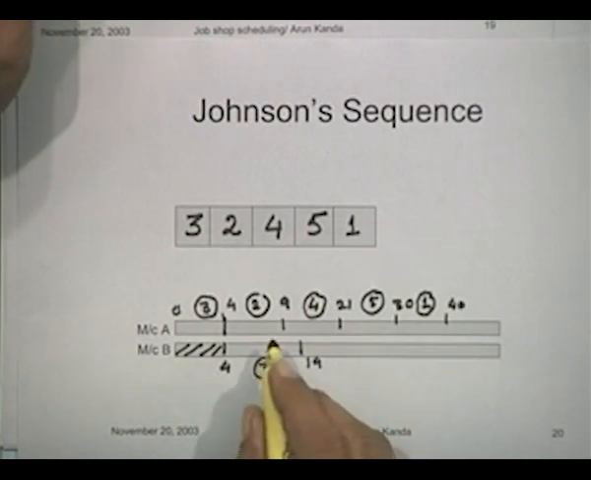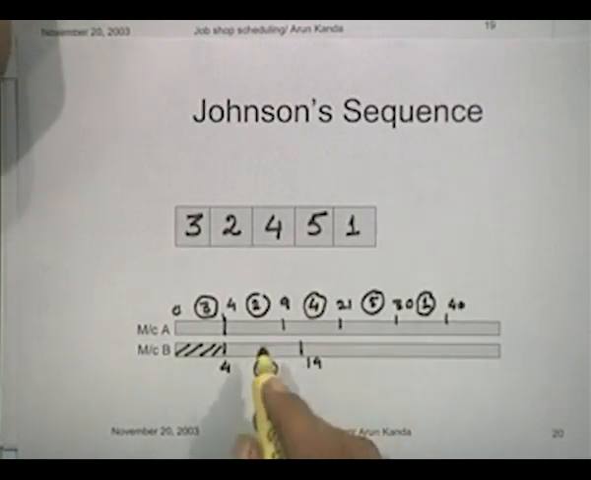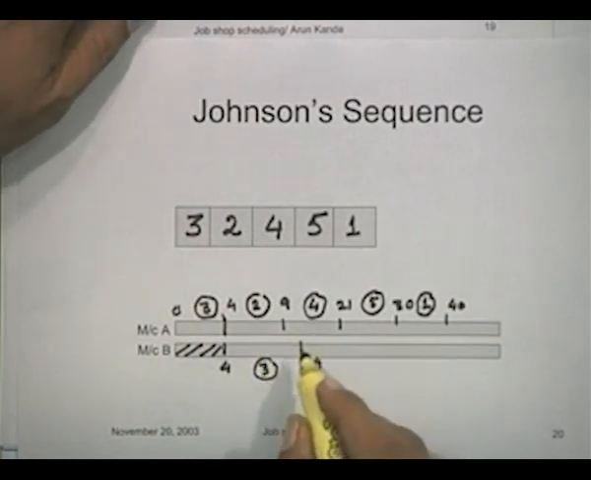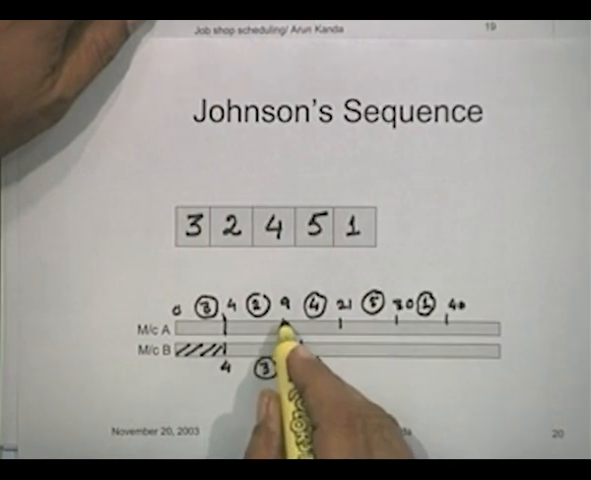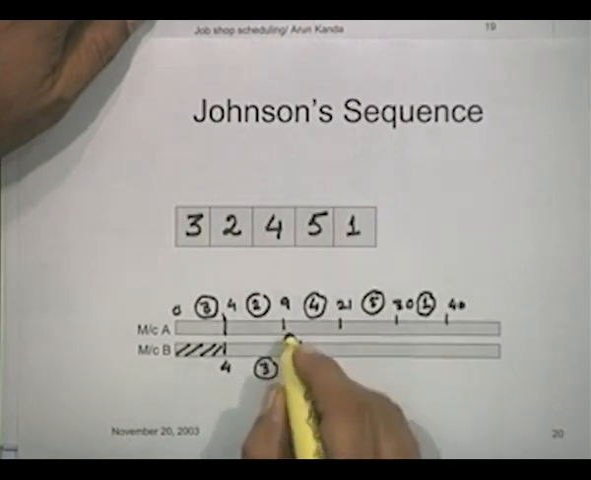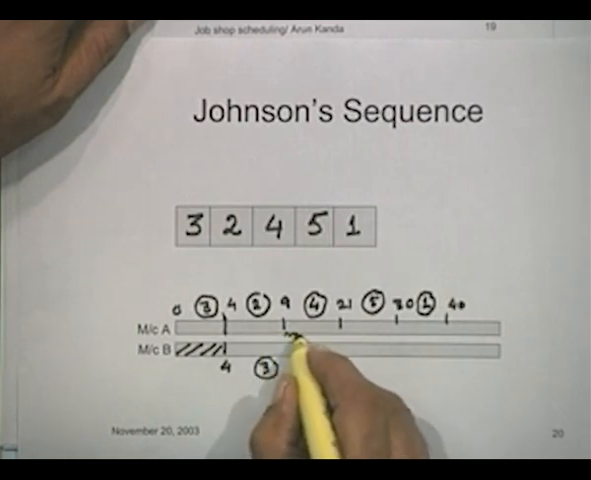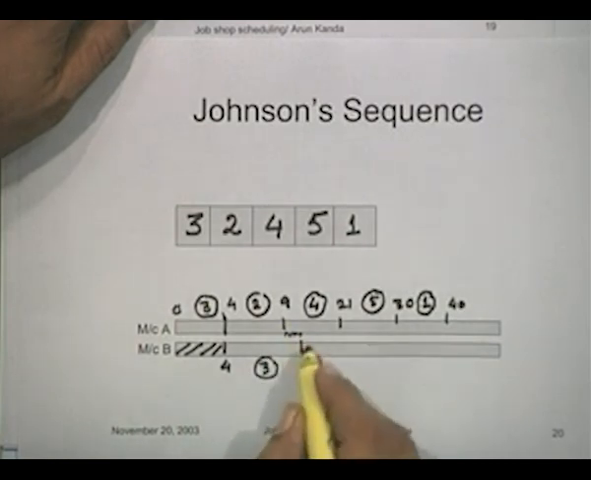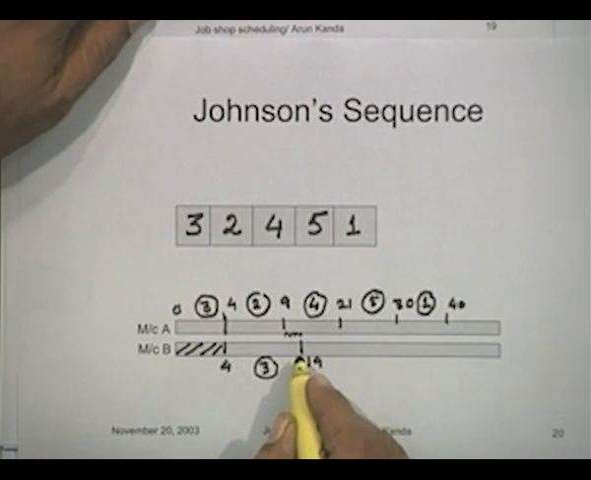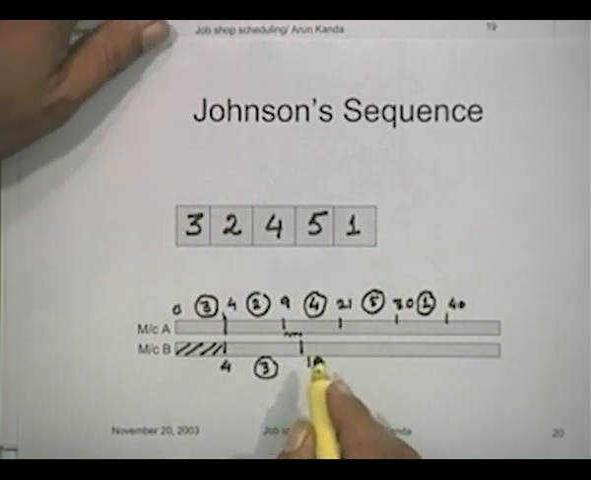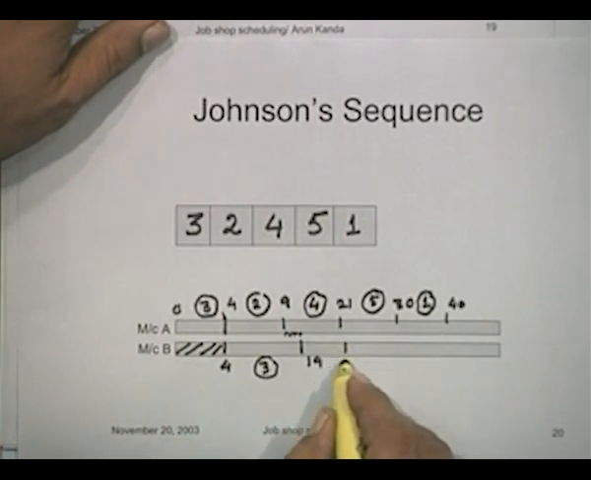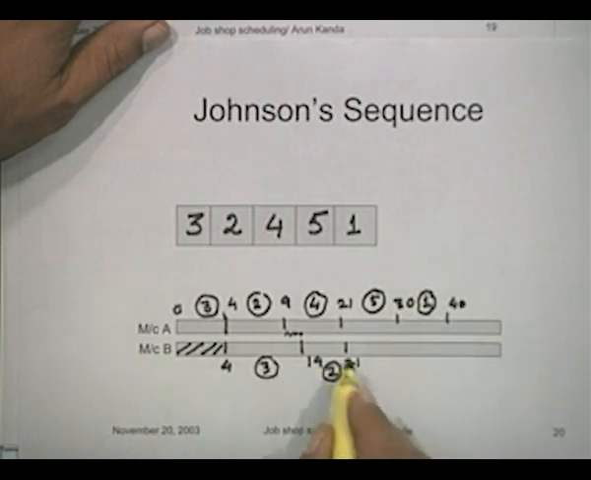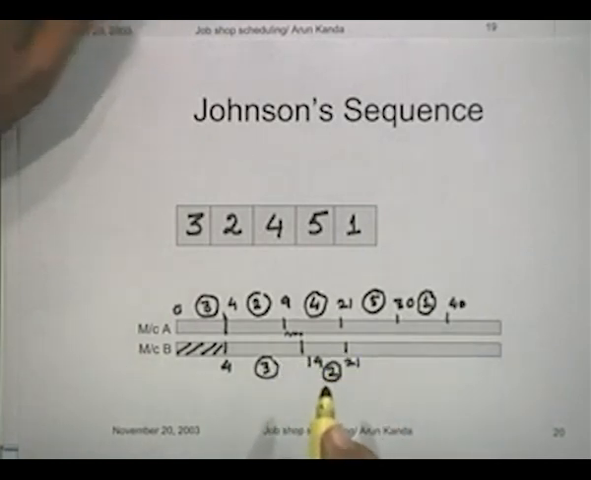Then we are talking about job number 2. It has a processing time of 7. This job, which is over on machine A at time 9, will have to wait, because the machine is not available during this time. So at time 14 you can start processing job number 2. It will take a time of 7, so exactly at time 21 job number 2 will have been processed from 14 to 21. Then you take job number 4.